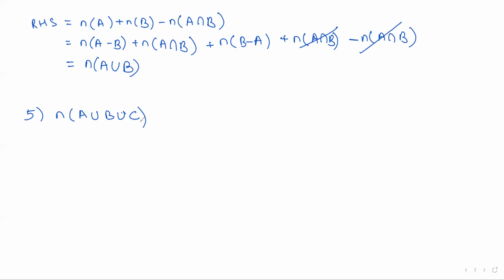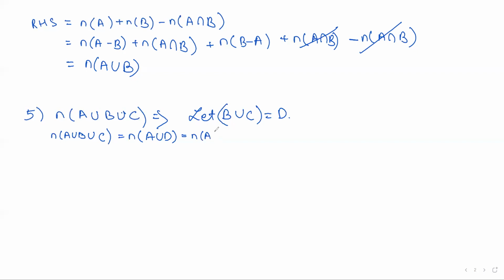What if we had three sets A, B, and C? Then here we will consider, let B union C is equal to D. We are assigning it another variable. So n of A union B union C will be equal to n of A union D. Now we do have a formula for this in two variables. This is n of A plus n of D minus n of A intersection D.